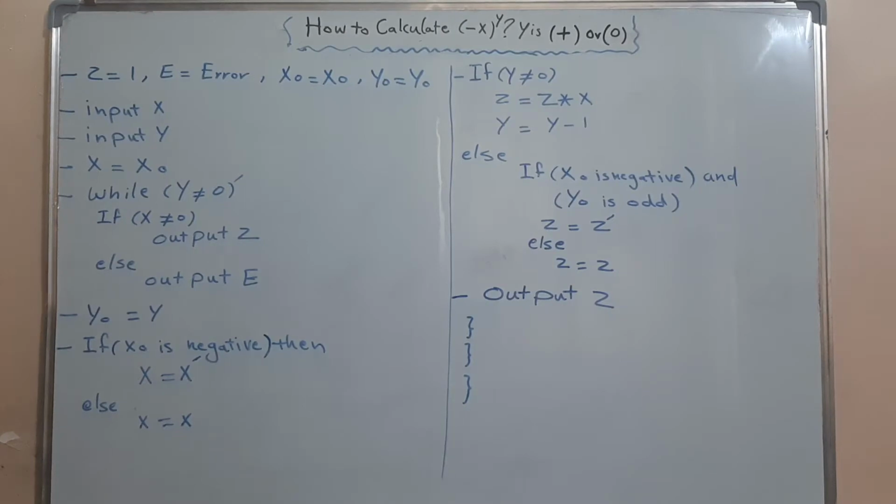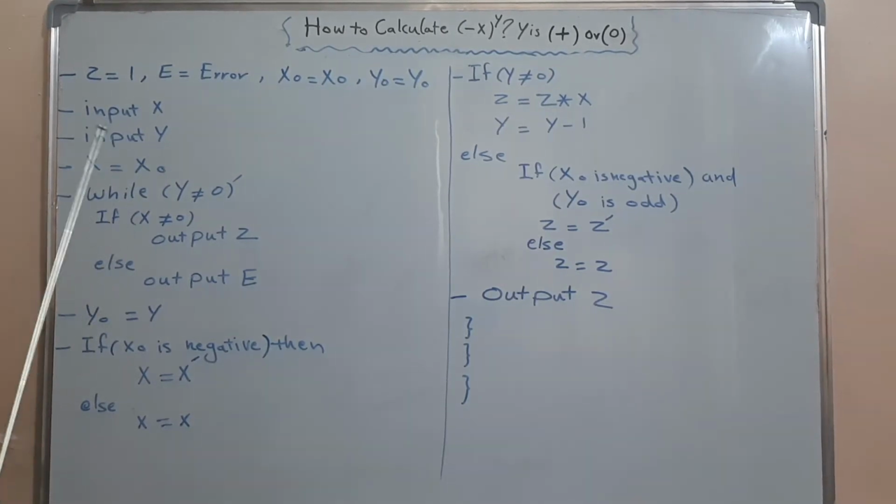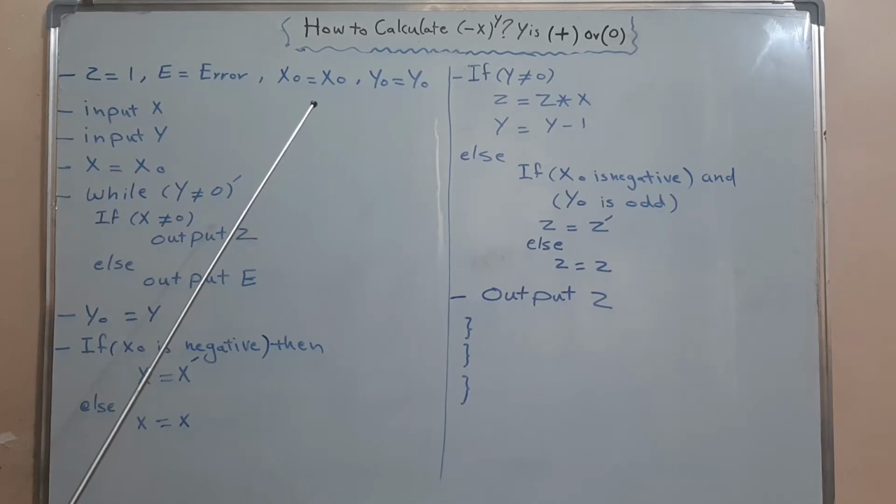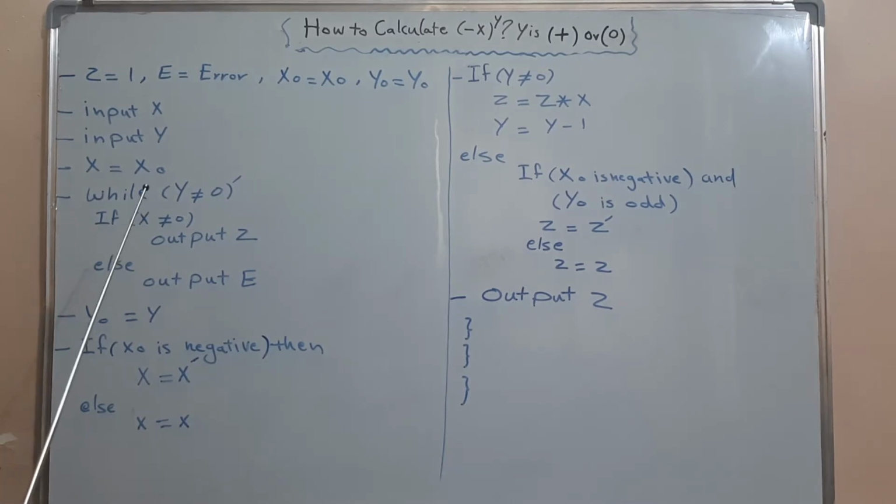The algorithm of our experiment is shown. First, z is equal to 1, e is equal to e, which is error, xo is equal to xo, yo is equal to yo. Then, there will be the input of x and y respectively. Then, x is equal to xo. Then, while y is not equal to 0 inversed, if x is not equal to 0, then there will be the output of z, else there will be the output of e. Then yo is equal to y.